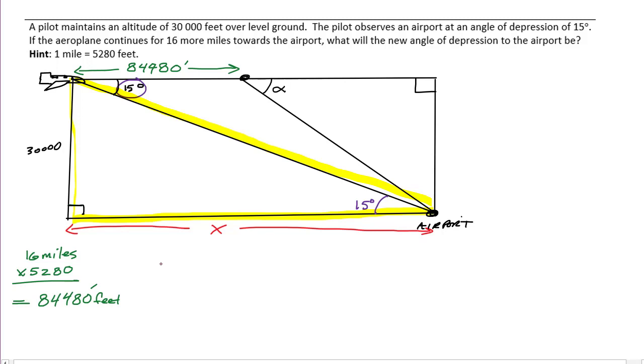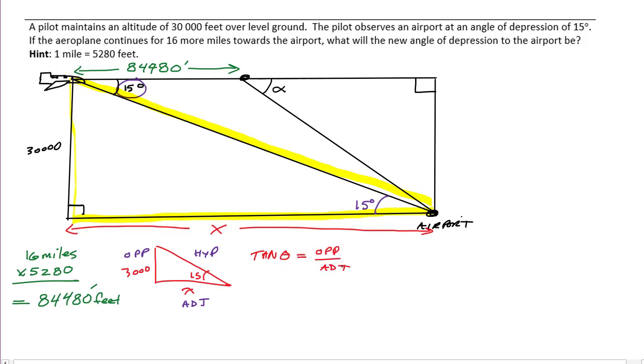All right, so what do we have? Let me just draw that triangle on its own separately. We have 15 degrees, this is 30,000, and this is x. If we label this, we don't have the hypotenuse, we just have the adjacent and the opposite. So that calls for tan. Tan is opposite over adjacent.